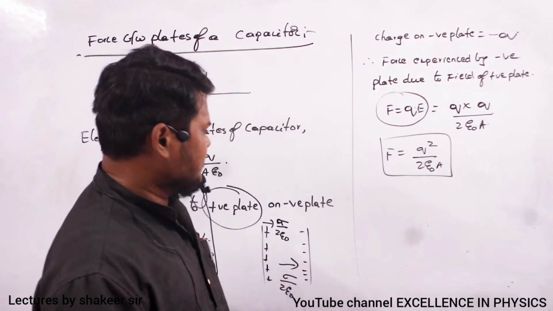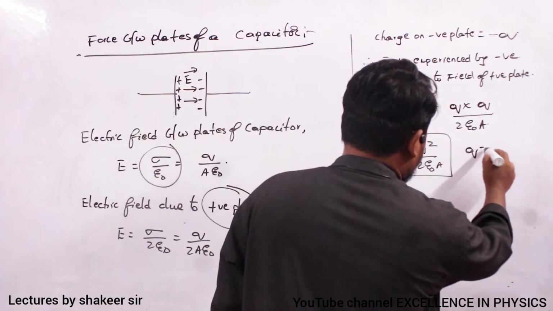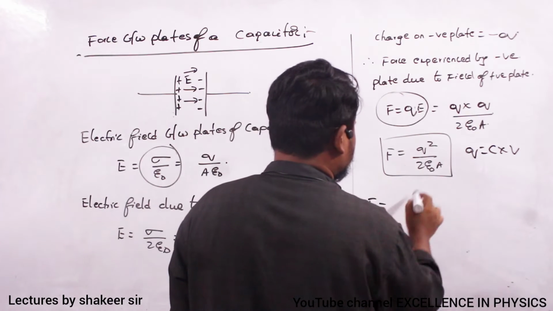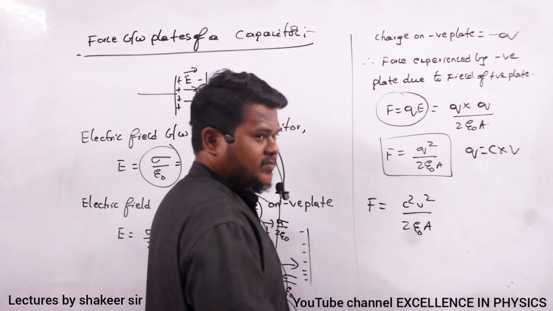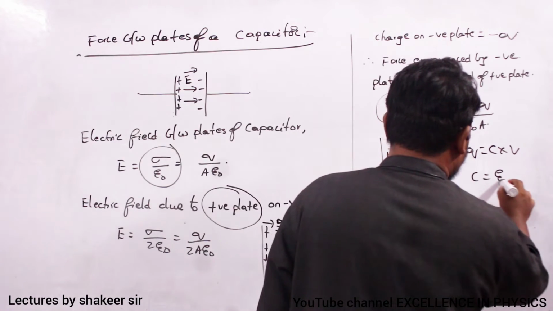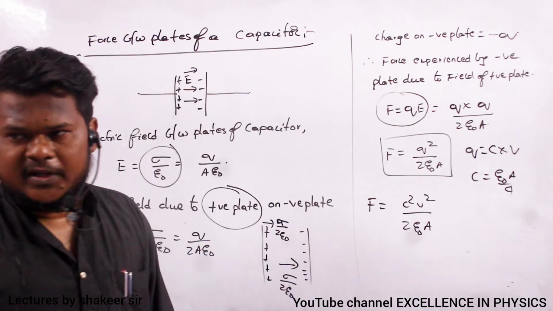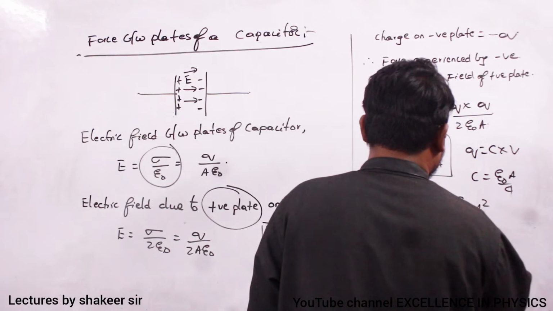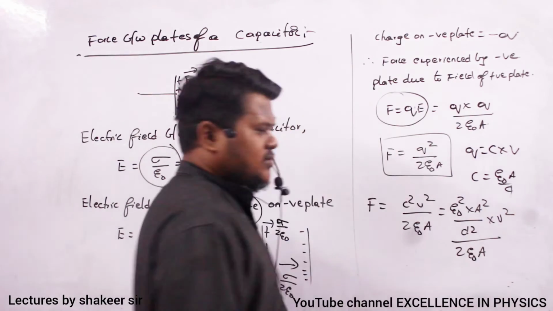Now, if I want to write this equation in one more way, how can I write it? Q is equal to C into V. Substituting it, F is equal to C squared V squared divided by 2 epsilon naught A. Then capacitance for a parallel plate capacitor is epsilon naught A by D. Substituting that also, we get epsilon naught squared A squared divided by D squared, multiplied by V squared, divided by 2 epsilon naught A.